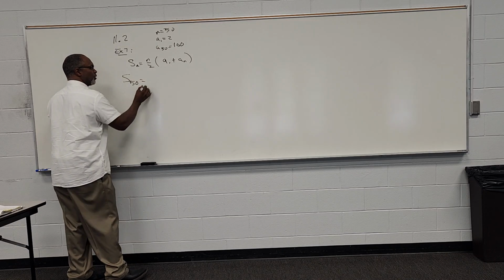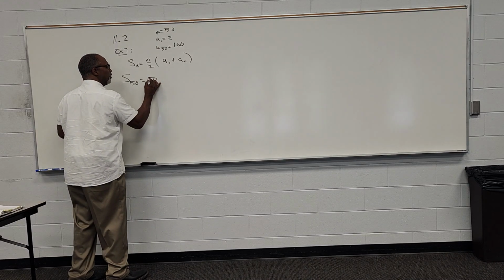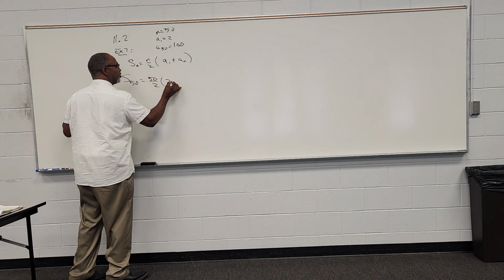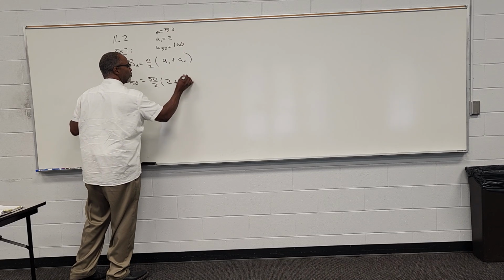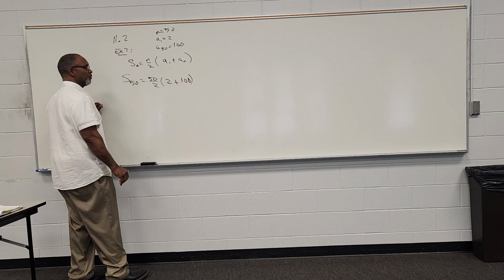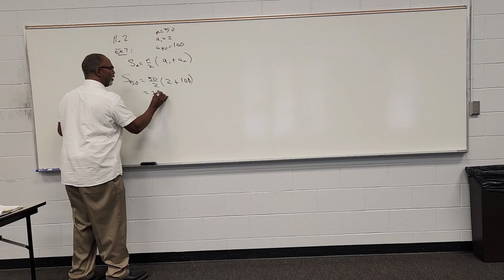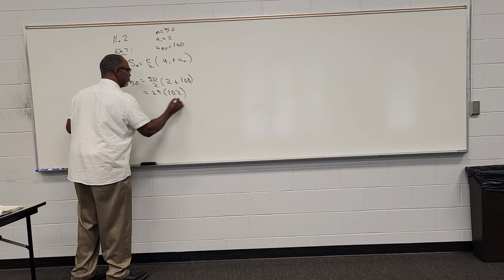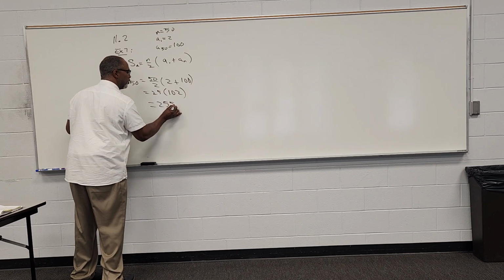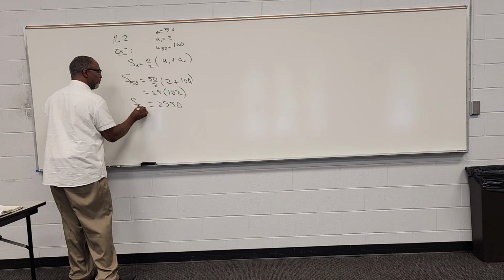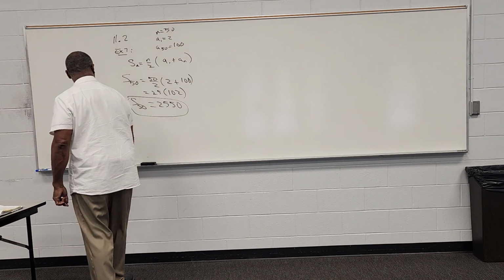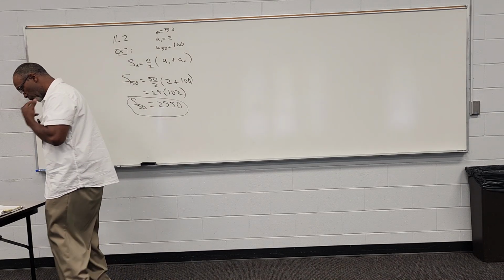So we're going to use this formula. We have n over 2, 50 over 2, a1 is 2, an, that's 100 because that's a50. So we get 25 times 102. Do that in your calculator, 25 times 102. So the 50th partial sum is 2,550.